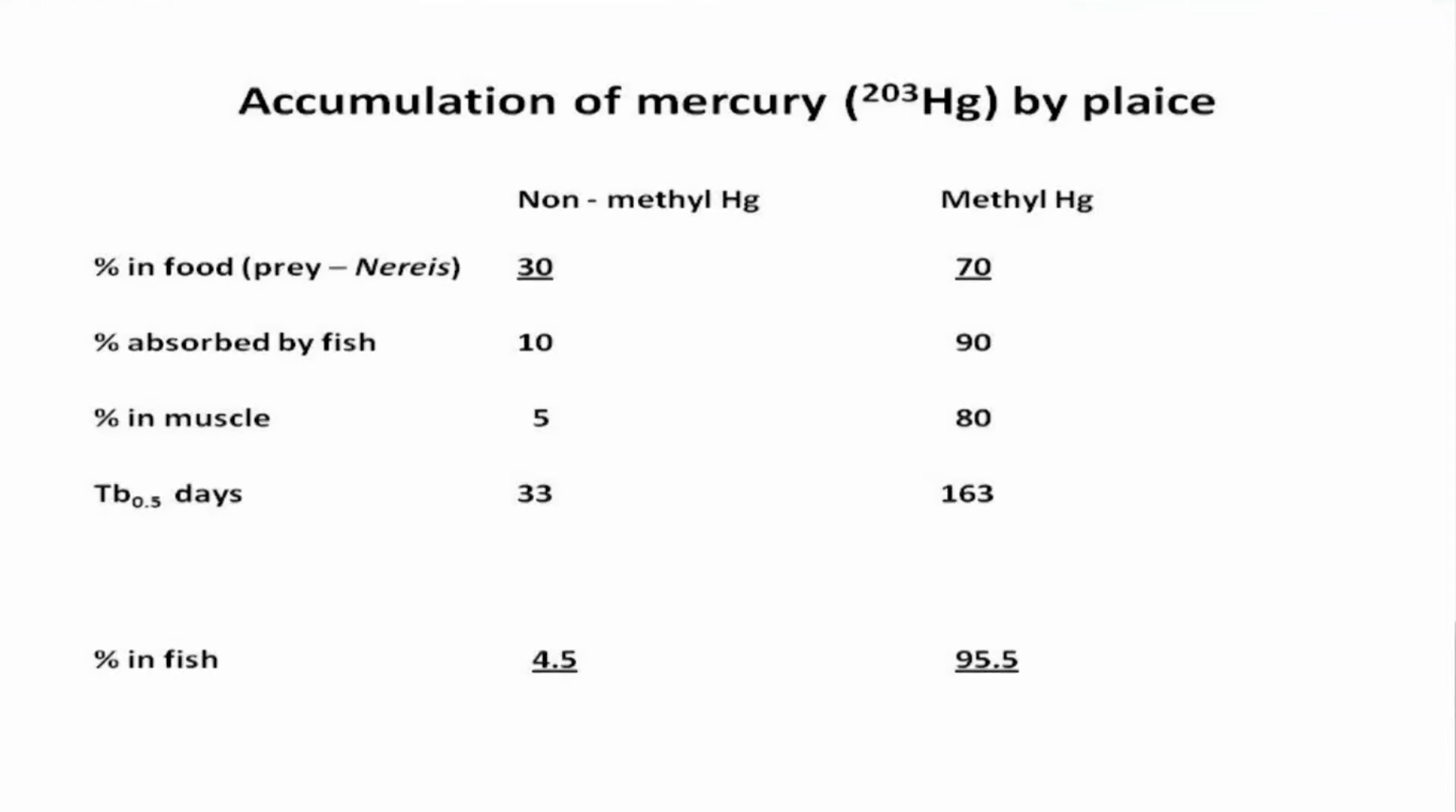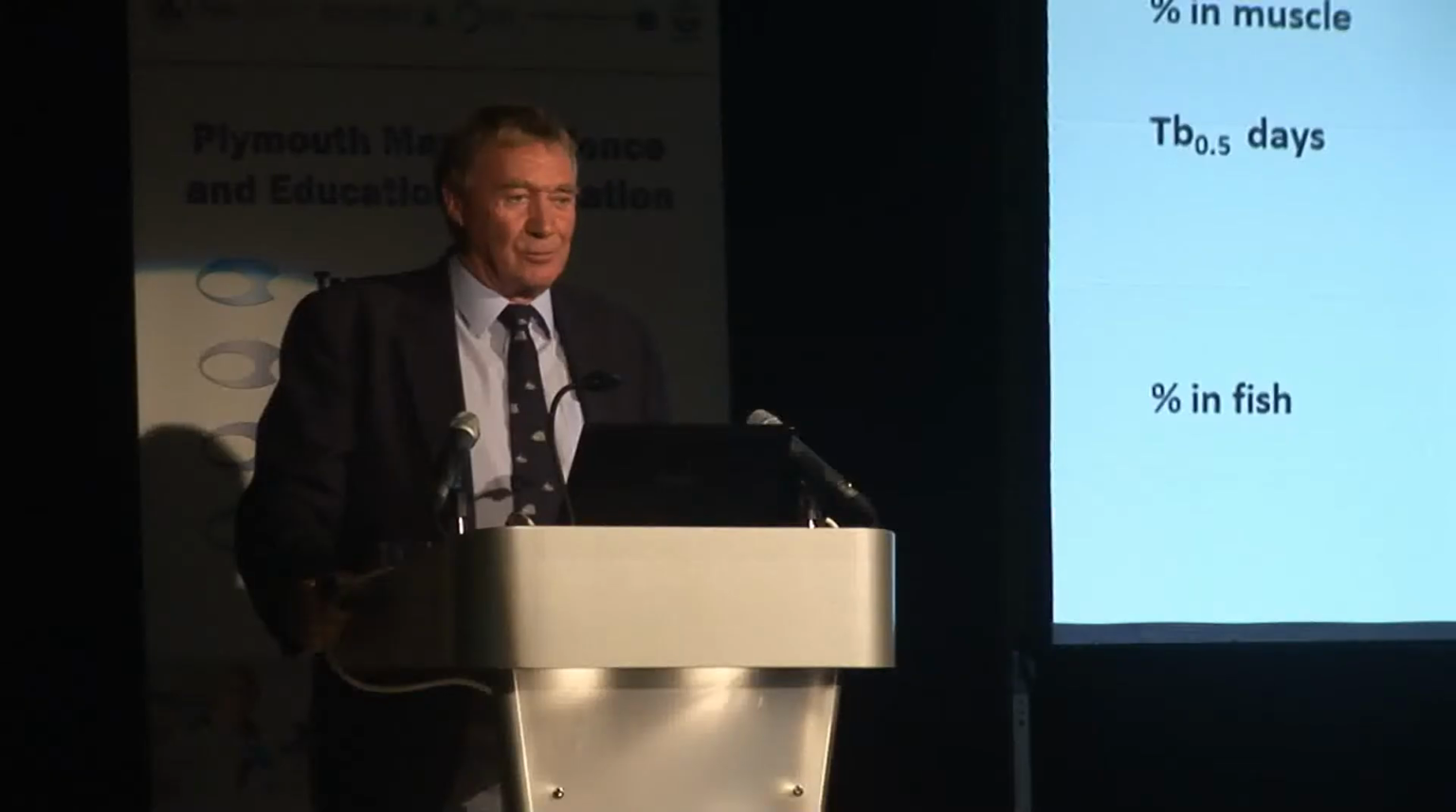Well, if you put mercury in seawater, either organic or inorganic, they would take it up quite well, back to plaice. But it would take up the organic form more than any other.